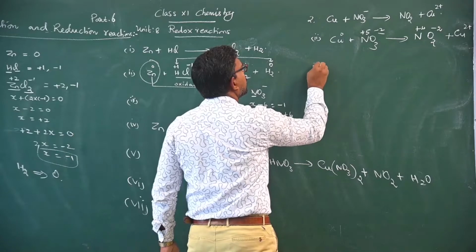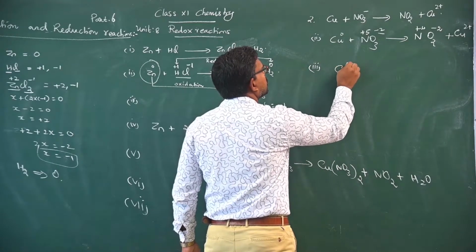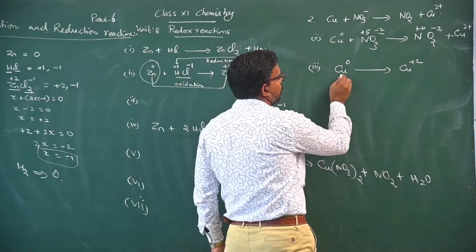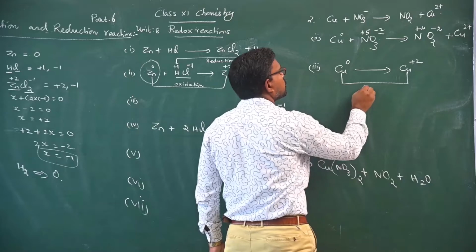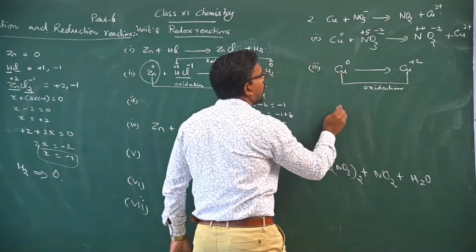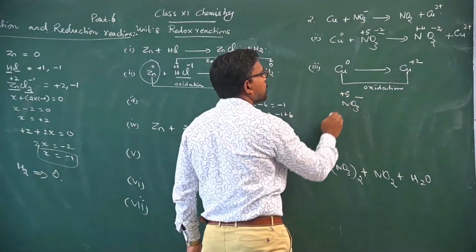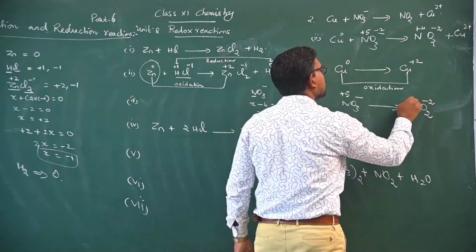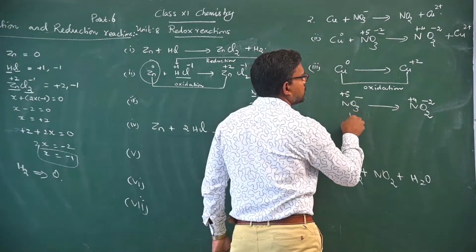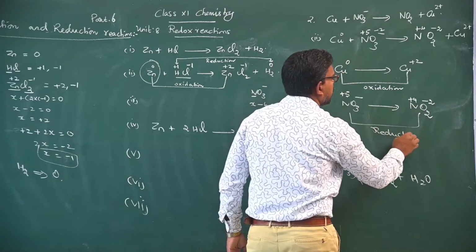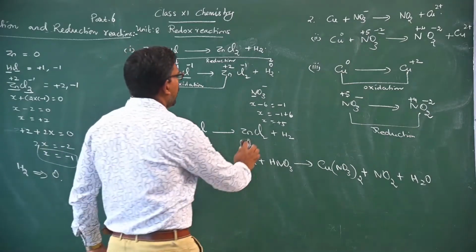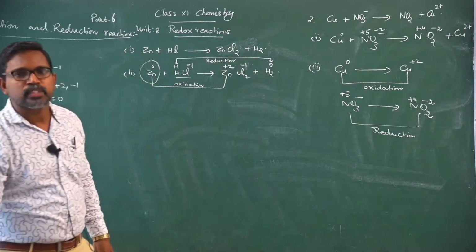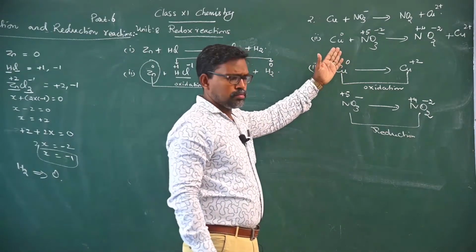Third stage, predict the oxidation as well as the reduction process. Cu goes from the 0 state to the Cu plus 2 state. So there is an increase of oxidation state by 2, which is called oxidation. And nitrogen in NO3 minus, in the plus 5 oxidation state, goes to NO2, the plus 4 oxidation state. That decrease of oxidation state is called reduction. Then equate the reactants and products.